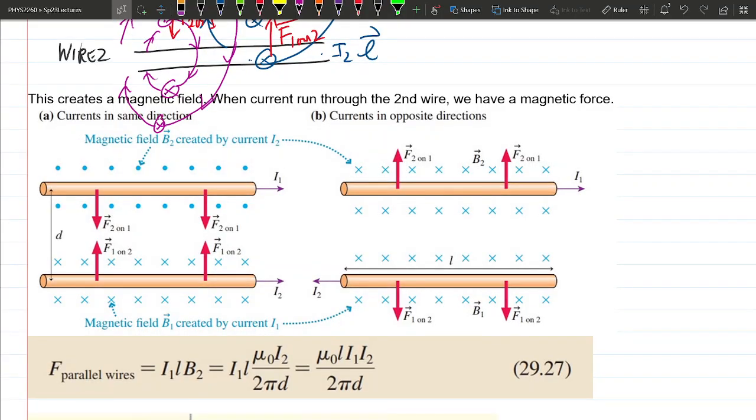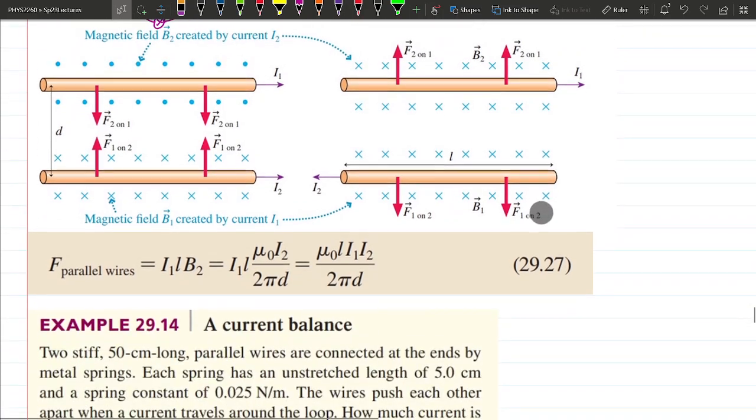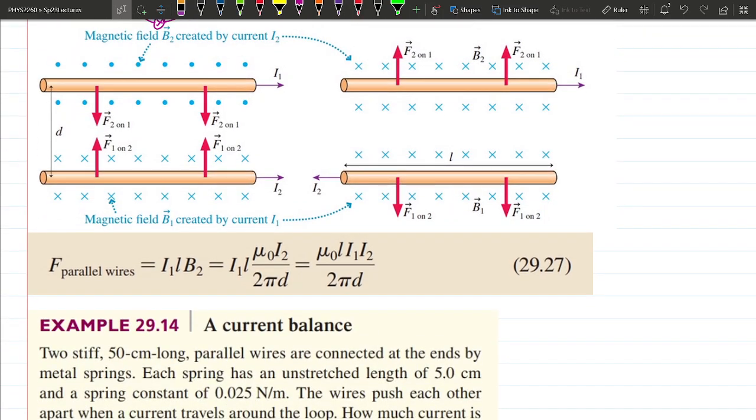Okay, so I'm not going to go through all the math because it's just a bunch of algebra steps to calculate the forces on two parallel wires. But the end goal is that you're going to end up with a force that's going to be proportional to mu naught, the magnetic constant, as usual.